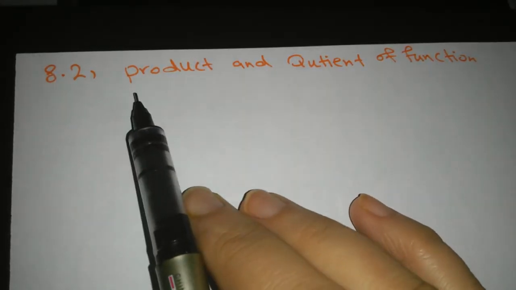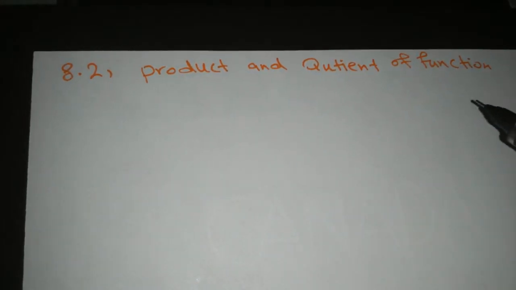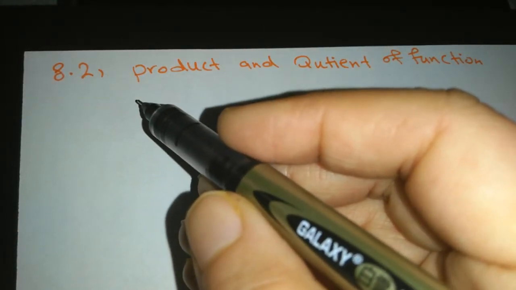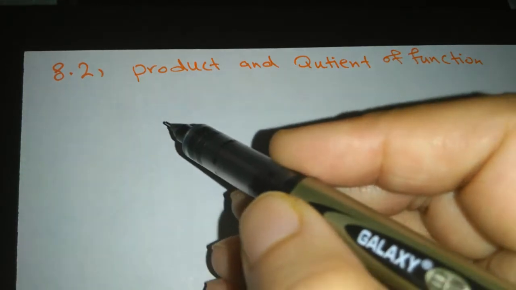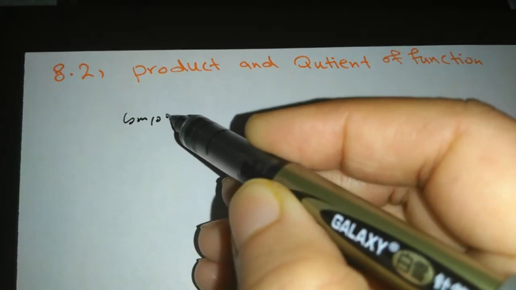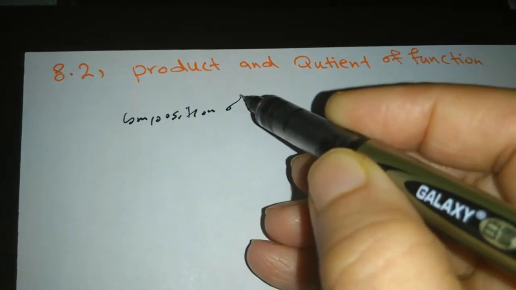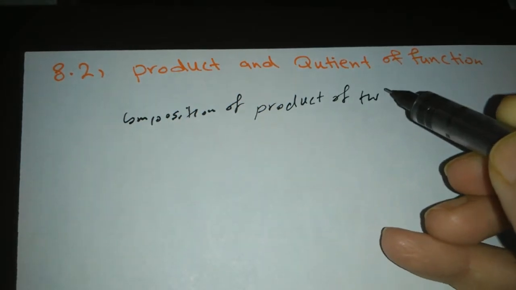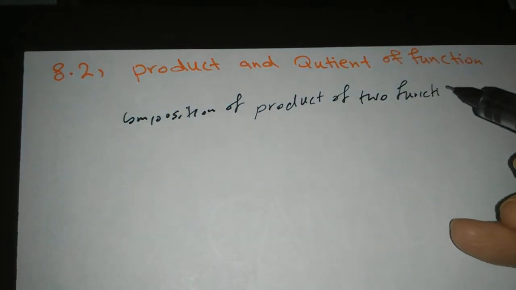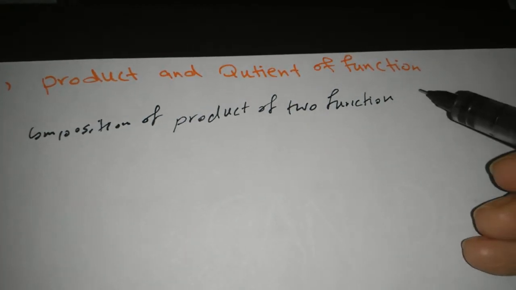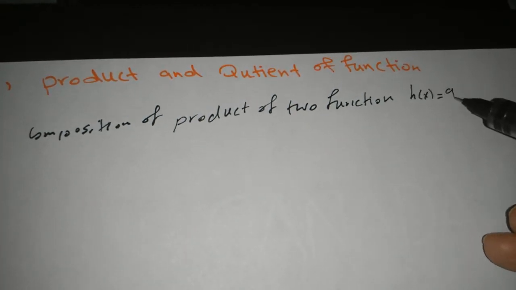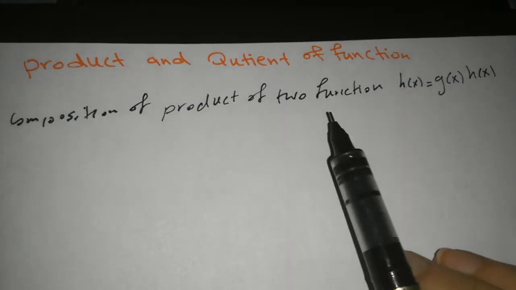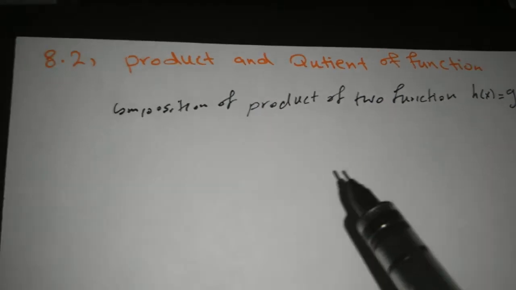Okay, today's lesson is 8.2, product and quotient of functions. So the product of functions is the composition of what? The product of two functions. If you combine two functions, you are multiplying them, g of x multiplied by h of x. So this will be the product of the functions.